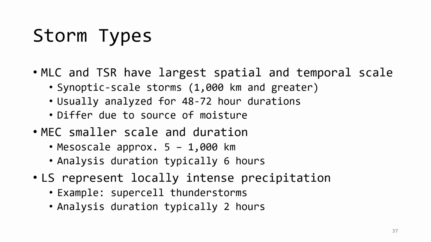There are 2 types of synoptic scale storms. MLCs are non-tropical source cyclones, sometimes called extratropical cyclones. They share a lot of properties with TSRs, but do not get their moisture from the tropics. They're the largest spatially and temporally, covering over 1,000 kilometers at a time, and affecting a given location the most over a 48 to 72-hour window.